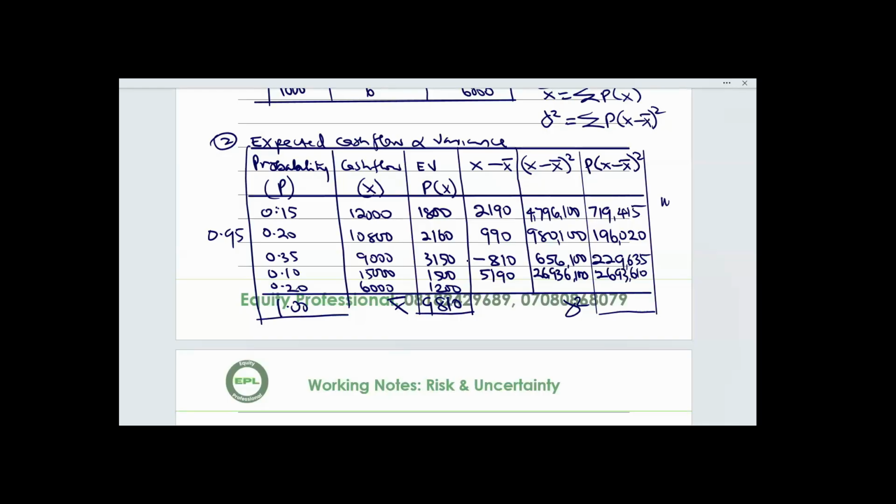And the last one, 6,000 minus 9,810 will give us minus 3,810. Minus 3,810 squared is 14,516,100. 14,516,100 multiplied by 0.2 gives 2,903,220. So add up all the figures to get the variance.